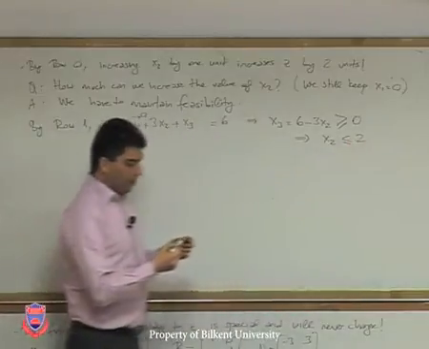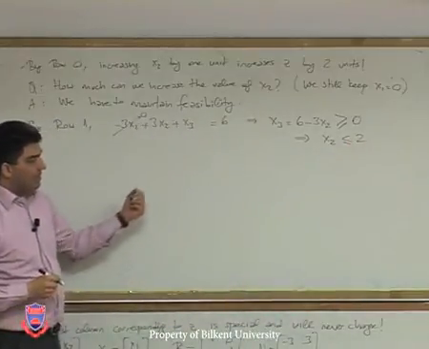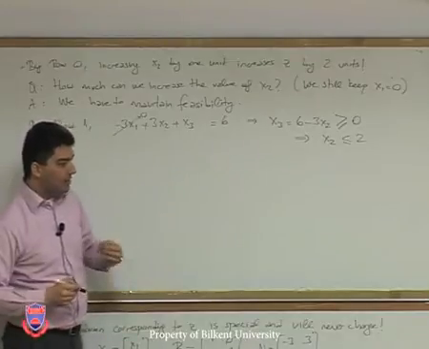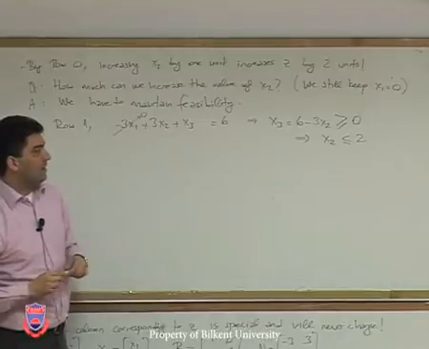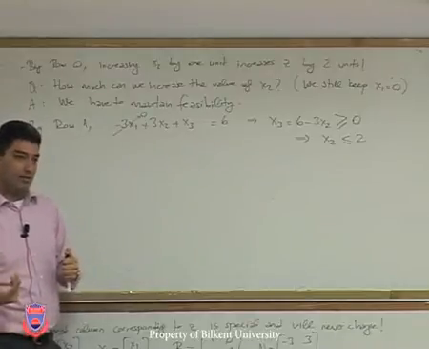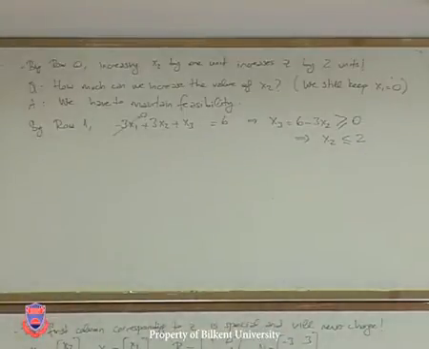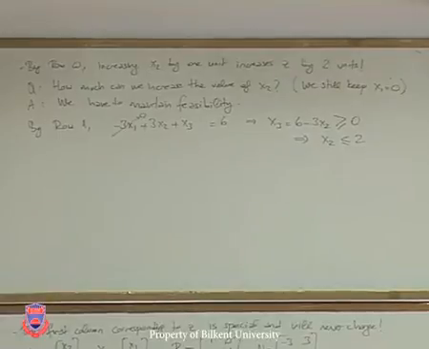So by looking at the first equation, this basically tells me that if I increase x2 up to 2, then I'm still fine. But if I want to increase x2 beyond 2, then in that case x3 will be negative and I'm going to lose feasibility. Okay? So which means that if I want to maintain feasibility for the first row, then the best I can do is increase x2 up to 2. Does that make sense?